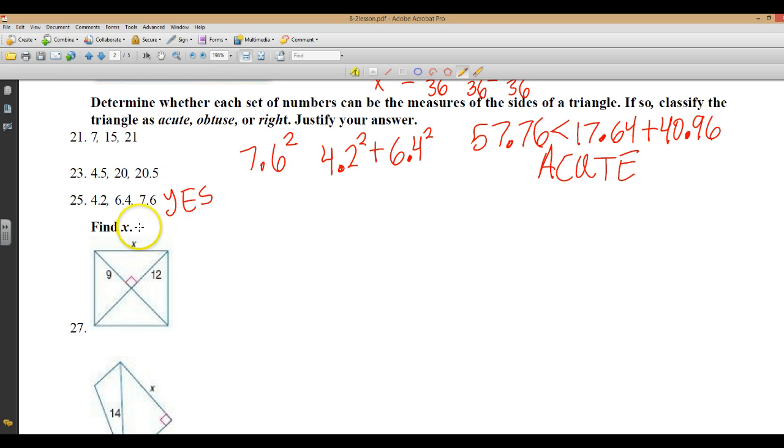On number 27, to find x, we have a right triangle. We're looking for the hypotenuse. So we would take a squared plus b squared equals c squared, or if you're able to recognize a Pythagorean triple, you can use that as well. So this is a multiple of a 3, 4, 5 triangle. Since 9 is 3 times 3, 12 is 4 times 3, then x will be 5 times 3. So x is 15.